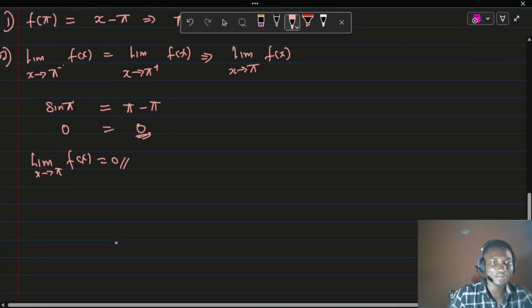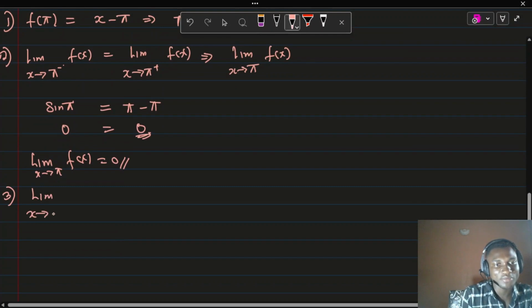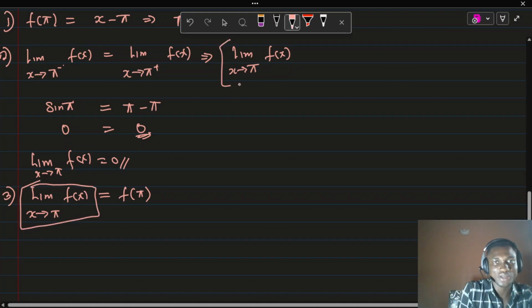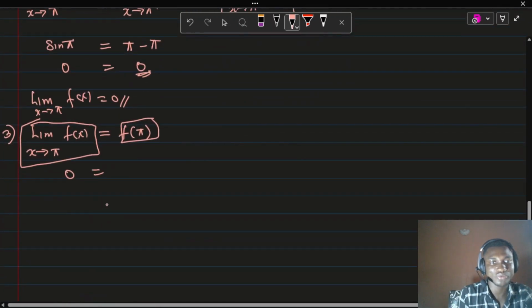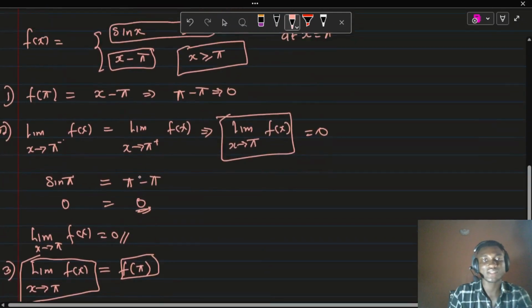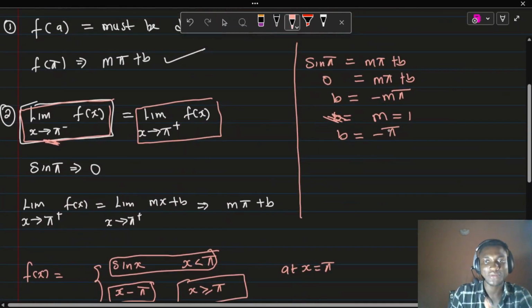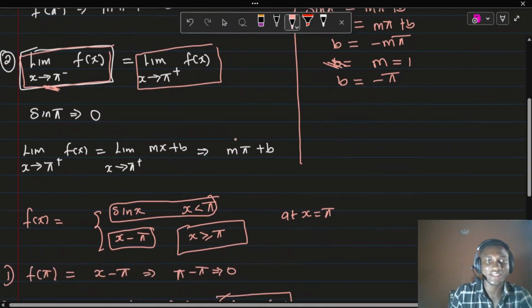The next step, which is the last one, is to check that the limit as x approaches pi of f of x must be equal to f of pi. We know what this one is already, right? It is equal to 0. So 0 equal to what is f of pi? Let's check. f of pi is also equal to 0. So you will notice that if our b is equal to minus pi and m is equal to 1, then this function is continuous.